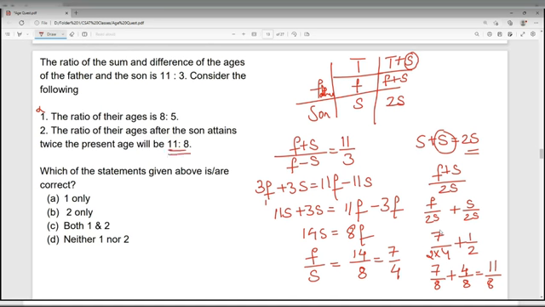So statement 2 only is correct. Statement 1 is wrong, only 2 is correct. So if you have any doubts, please do ask.